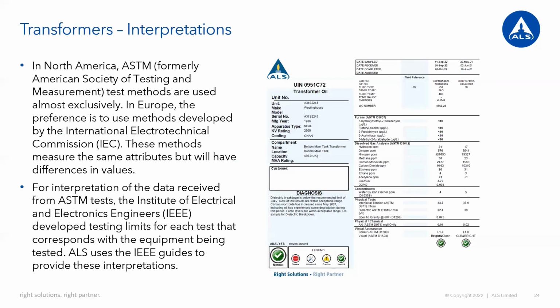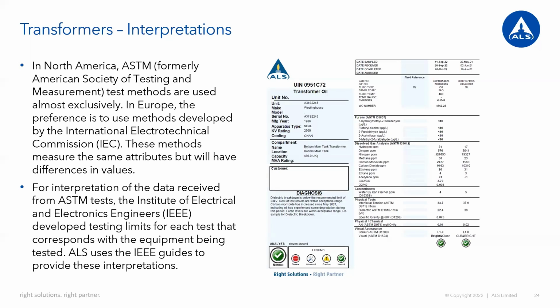So interpretations. In North America, ASTM test methods are used almost exclusively. In Europe, they prefer the IEC methods. These methods come up with the same results, but the values are going to be slightly different because the methods are slightly different. For dielectric testing, our dielectric tester allows us to do both the IEC and the ASTM methods, and even some of the Australian and British methods.